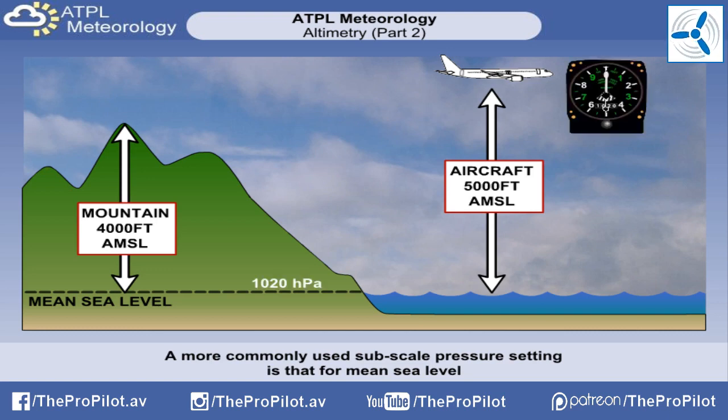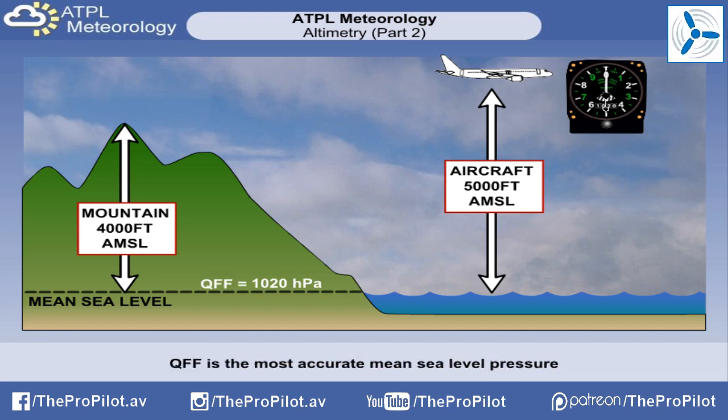However, in order to do this, we would have to insert the pressure value found at sea level into the subscale on the altimeter. If you remember from the lesson on pressure, we saw that the QFF was indeed a sea level pressure value. Surely, if we could insert the QFF value into the subscale, the altimeter would read our elevation above mean sea level. However, there is a problem with using QFF in altimetry.